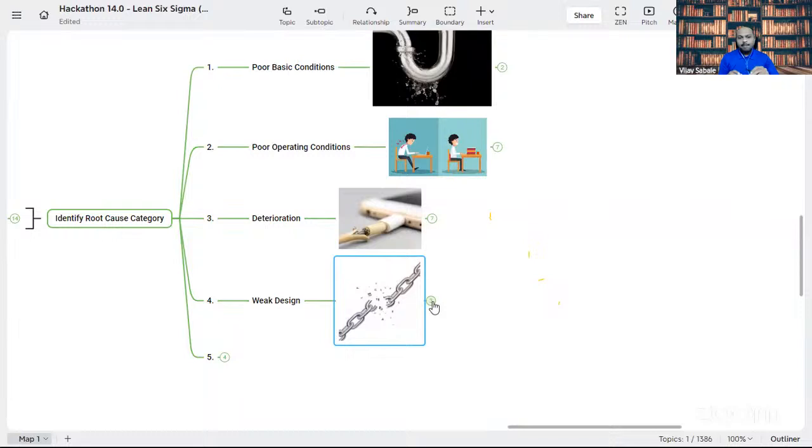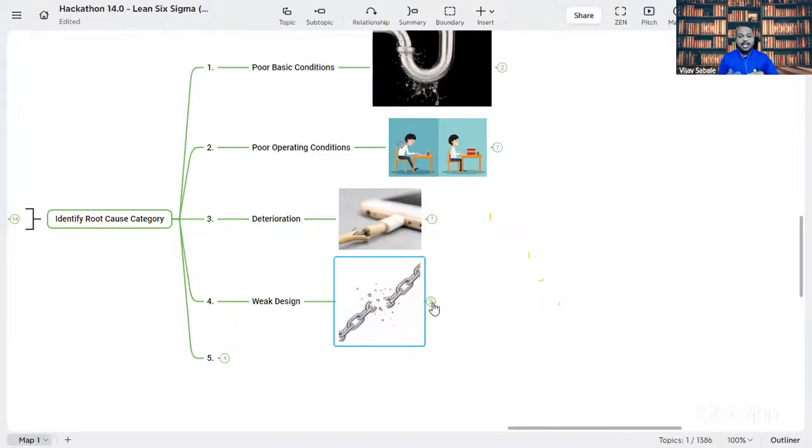But generally, weak design is the area where you can see there is frequent failure of some element, right? And in that case, if the same element is failing multiple times, it might be the case of weak design.